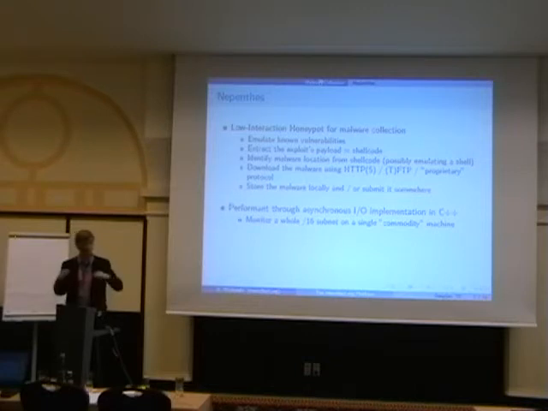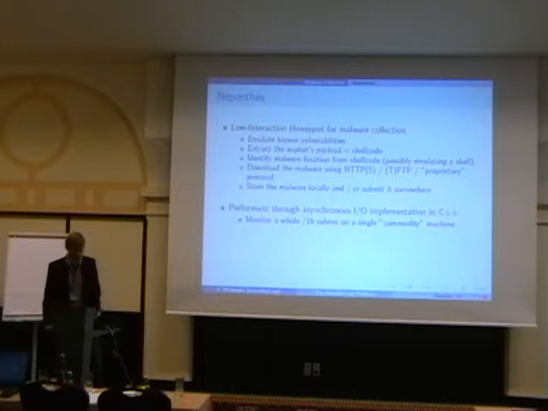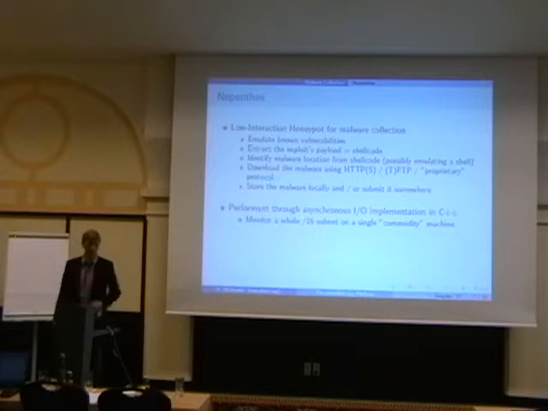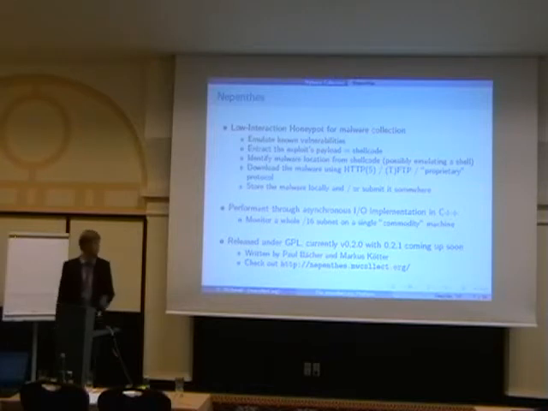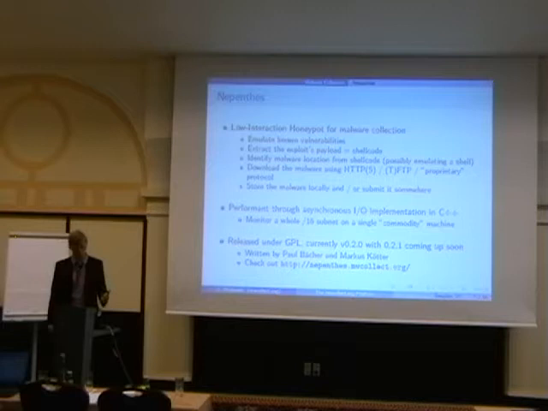Since this is implemented in C++ using asynchronous I/O, it is very performant, so you can monitor your whole /16 subnet, or whatever your university or company owns, with a single commodity hardware machine. This, of course, is unused IP space you're going to put into your honeypot. It's released under the GPL. It's been out there for 2 years now, and version 0.2.1 is going to be released soon with some improvements. The main parts of the software are written by Paul Baecher and Markus Koetter, and you can just download it for free on the internet.